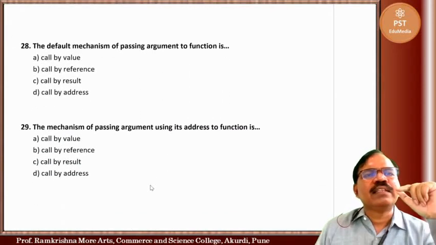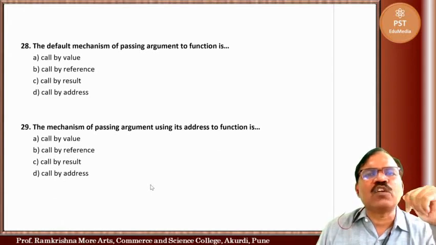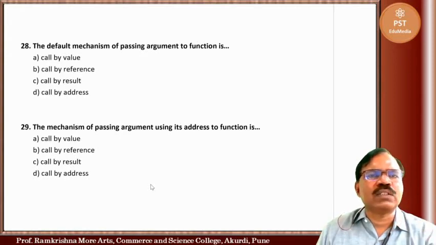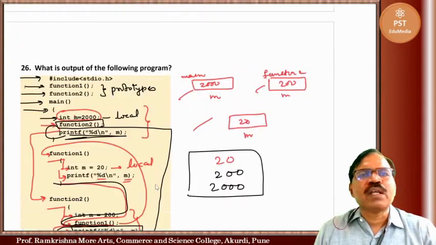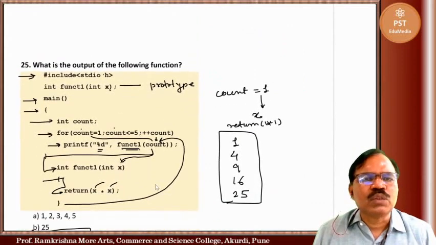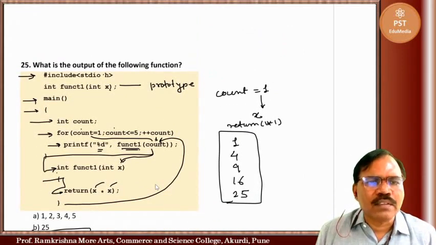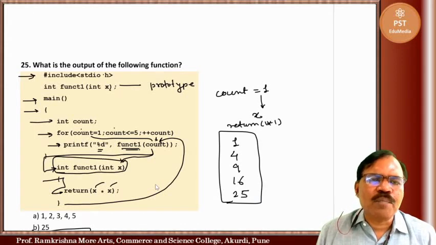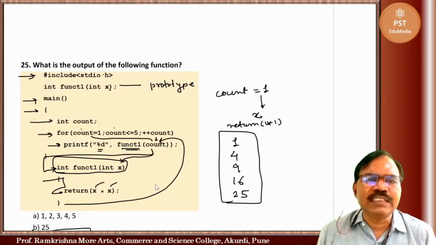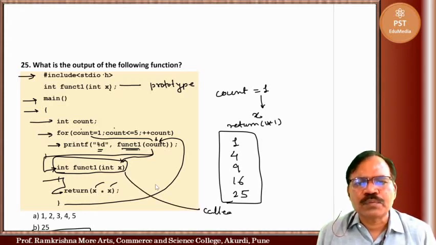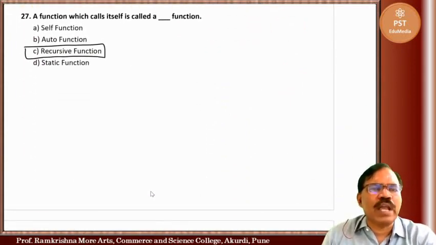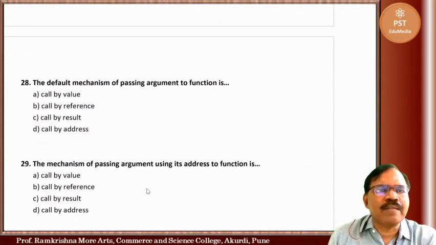Next one, the default mechanism of passing argument to the function is call by value, call by reference, call by result, call by address. We have seen here example. So here this function int x means here value of count is copied in x. Here function is called by value, and this is default mechanism. Call by value.